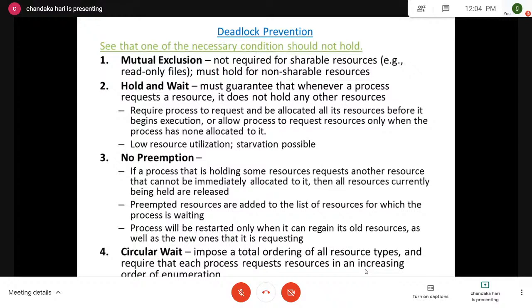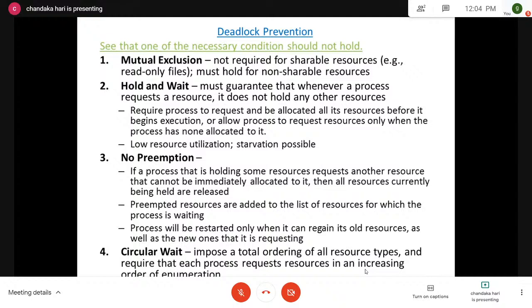Again, process P1 is holding the printer, waiting for the tape drive. Process P2 is holding the tape drive, waiting for the printer. Then both are waiting, so both are going to be in a deadlock situation. Again, it cannot be possible. Only resource exchange is done, the execution is not done.